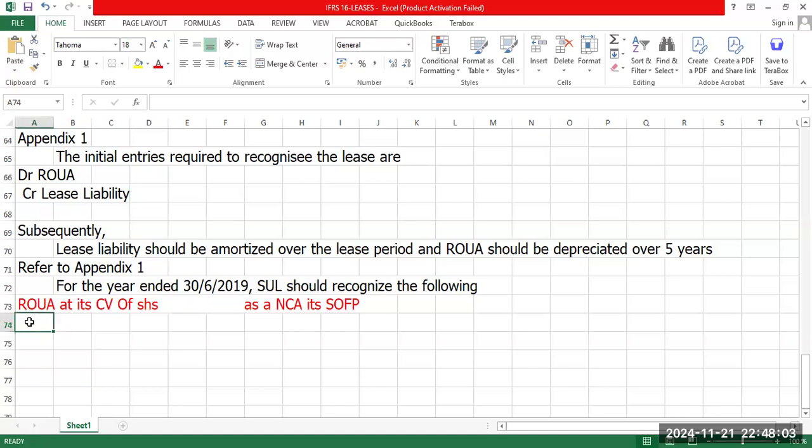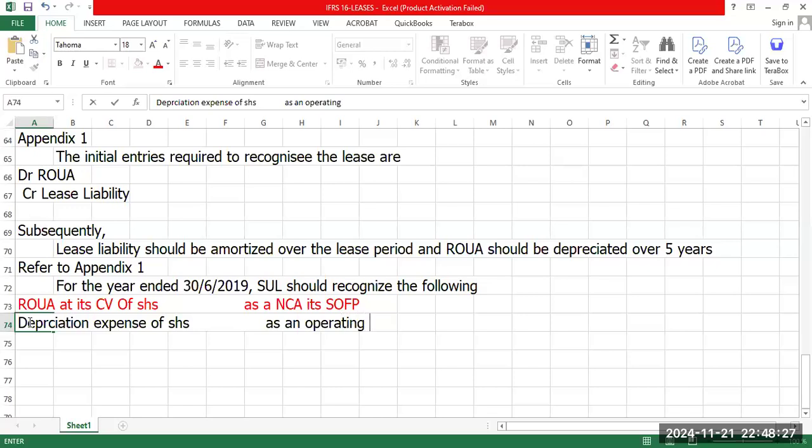Then next, what you have is depreciation during the year. Depreciation expense of shillings, I leave a space, as an operating expense in its profit or loss account. Okay, that is next.